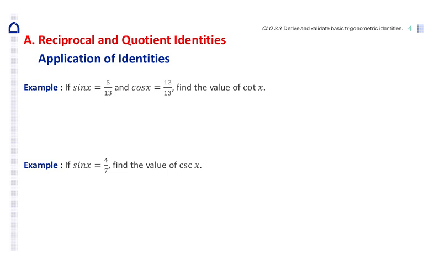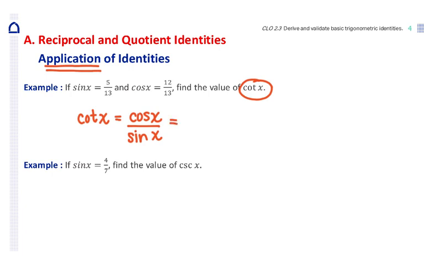Sometimes instead of just verifying identities, we have application questions where we can use the identities to answer other questions. So in this example, they're asking for the cotangent of x. Well, again, I prefer to move things in terms of sine and cosine. So the cotangent of x is the cosine of x divided by the sine of x. That's one of the quotient identities. And we're given the value of cosine of x, 12 divided by 13, and the value of sine of x, 5 divided by 13. Dividing by 13 on both sides cancels, and we'll get in the end that the cotangent of x is 12 over 5.